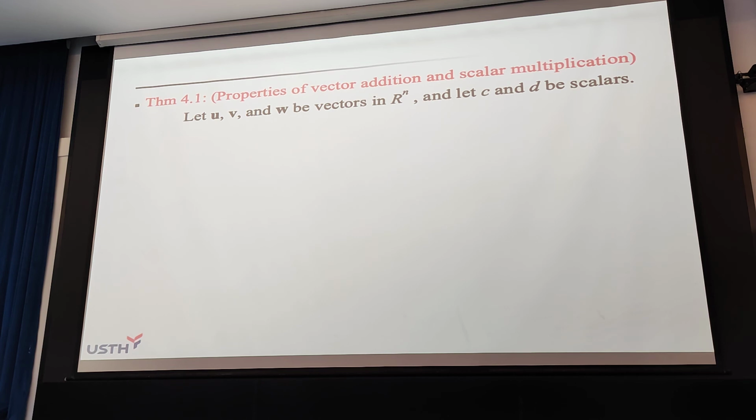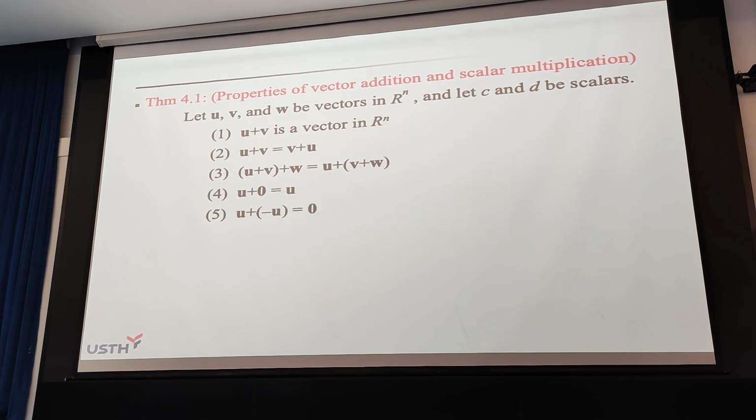Now I want to tell you some properties of that. We have two standard operations of vectors in Rn. And now we are going to consider what properties they have. Suppose that u, v, and w are vectors in Rn, and suppose that c and d are scalars, or numbers. Then we have the following properties. The first 5 properties concerning the addition are here.